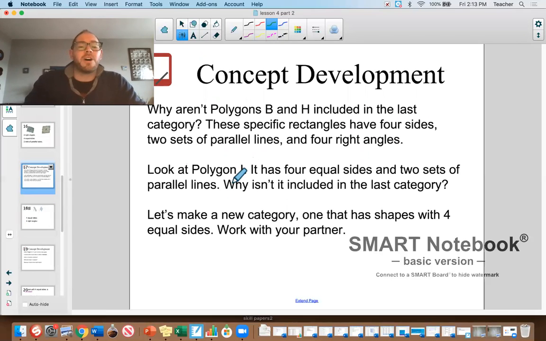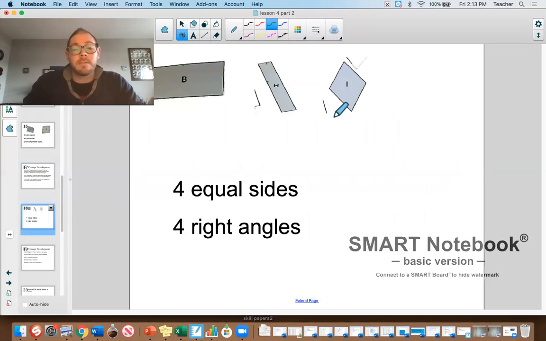Let's look at polygon I. It has 4 equal sides and 2 sets of parallel lines. This is parallel to this, and this is parallel to this, and all our sides are equal, but why isn't it included in this last category?